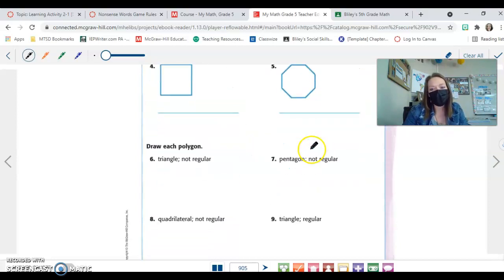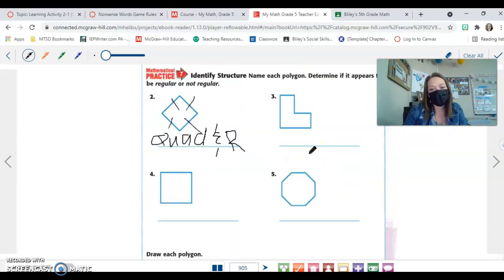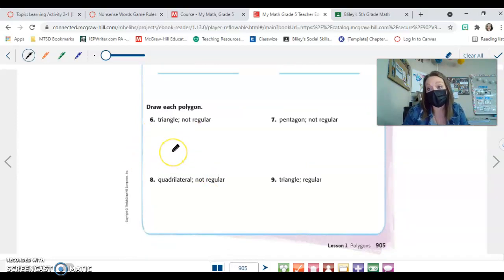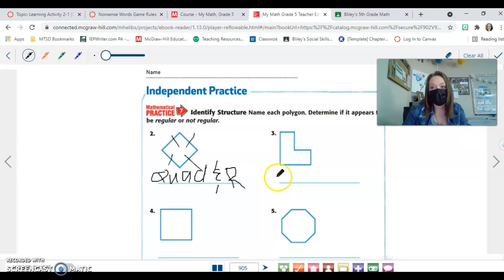All right, so we have 3, 4, and 3, 4, 5, and 6. This one you are drawing the shape, okay? So you're drawing a triangle that is not regular. My shape is going to have 3 sides, and it can look like a right triangle because one side is longer than the other. So I want you to do those 6 problems, take a picture of it, and show it to me.